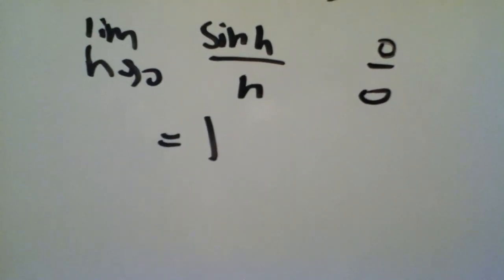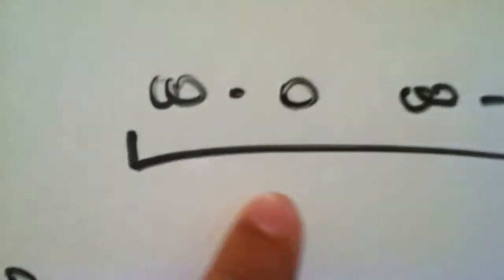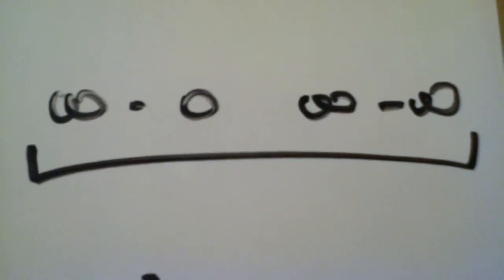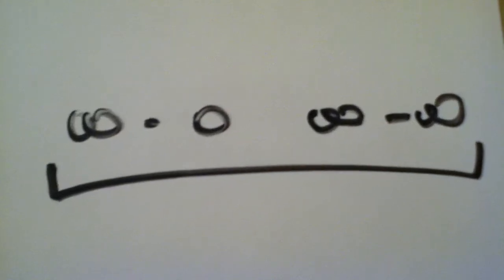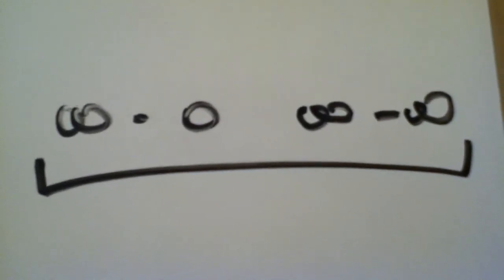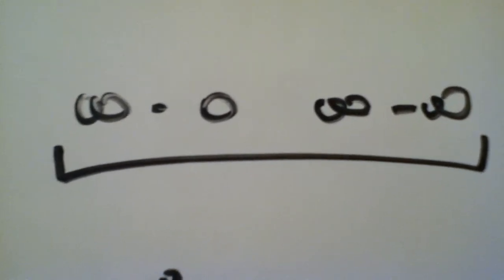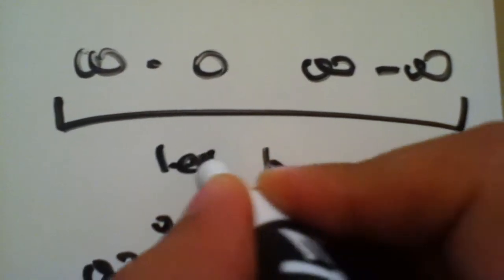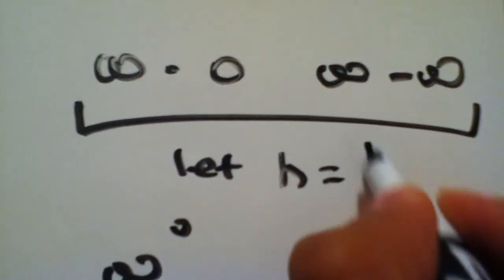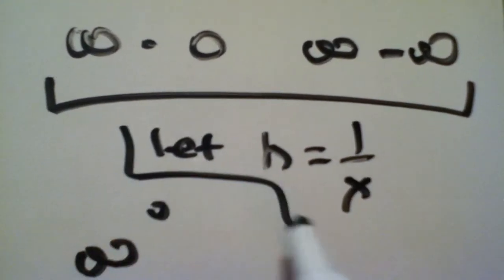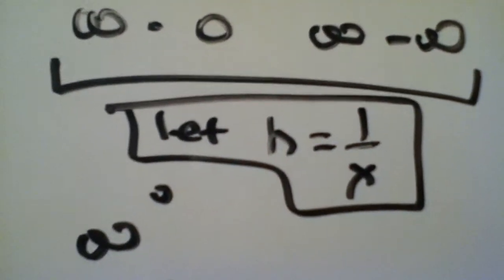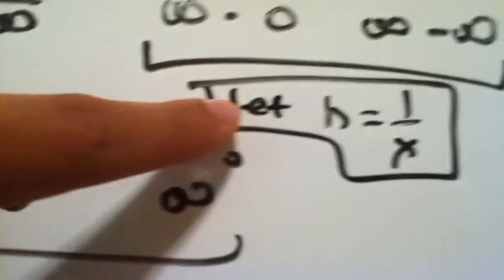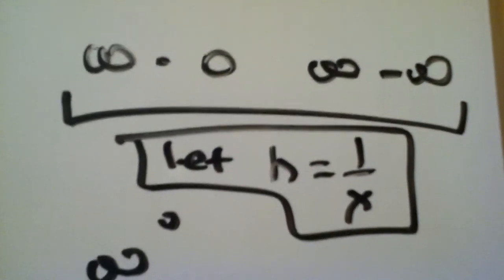And now let's do another example involving one of these three. So a basic rule for these two: when you see an infinity times 0 or an infinity minus infinity, you can generally say that you have to use that h method. So you have to let h equal 1 over x. This is a generalization, but it works most of the time. So when you see these two, you should let h equal 1 over x.